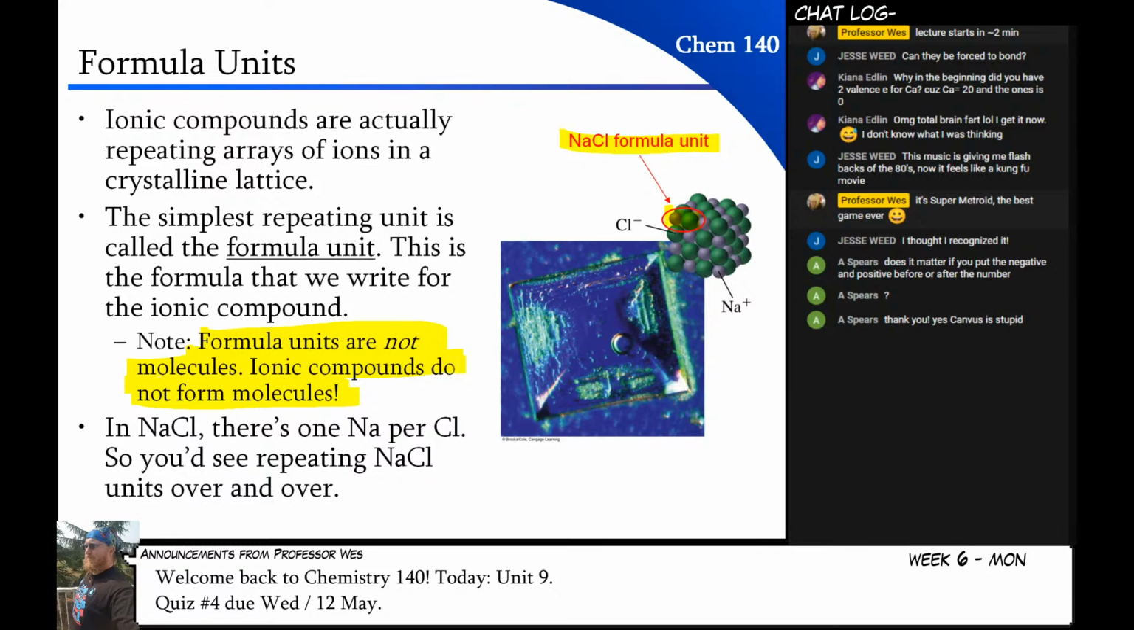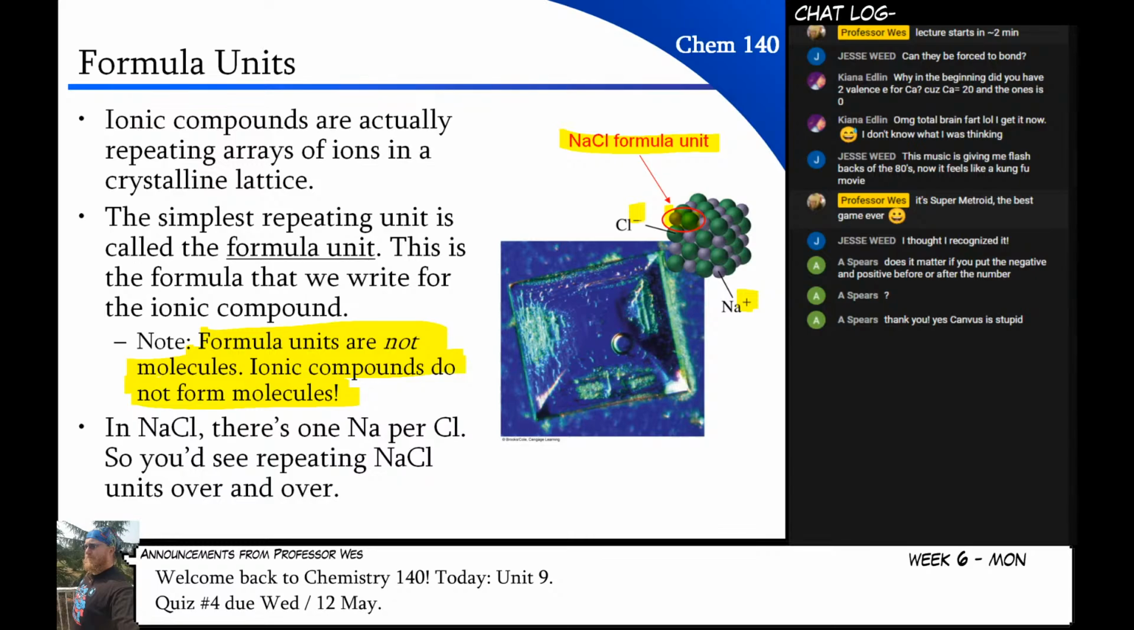All right, that's formula units. This is what ionic compounds look like once they have their charges on here. And you'll notice that the charges are already present. So these are all plus, sodium pluses are the purple, and chloride with the minus is the green.